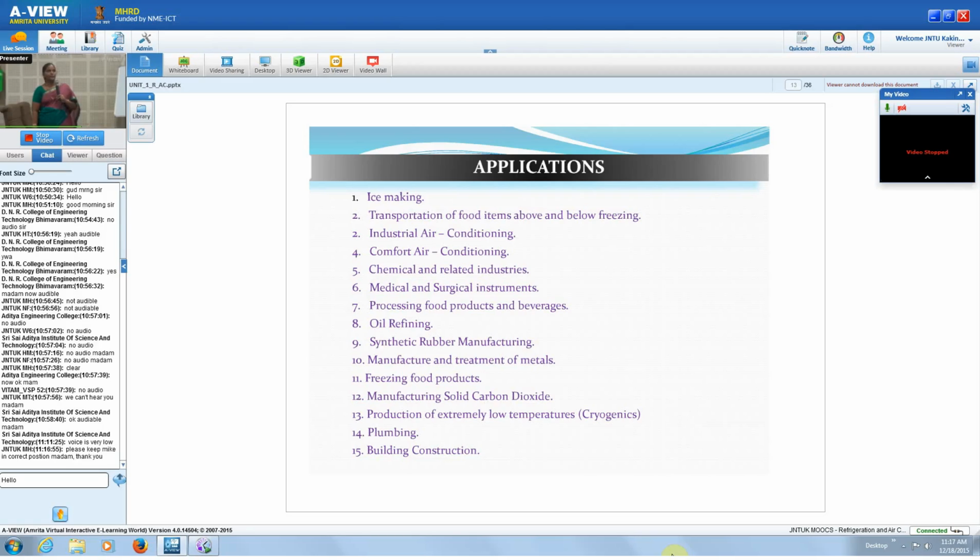Then synthetic rubber manufacturing, and manufacture and treatment of metal. For manufacturing, different metals have different melting points. If the melting point is very low, it can be manufactured at a very low temperature. That comes under refrigeration and air conditioning. Then freezing food products. Then manufacturing solid carbon dioxide, and production of extremely low temperature. Maintaining very low temperature is a science that comes under cryogenics. Then plumbing and also building construction. So these are the various applications of refrigeration and air conditioning.